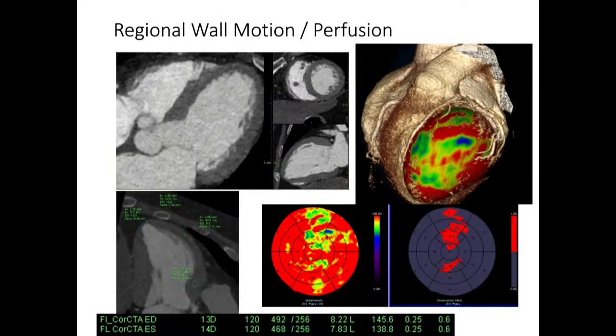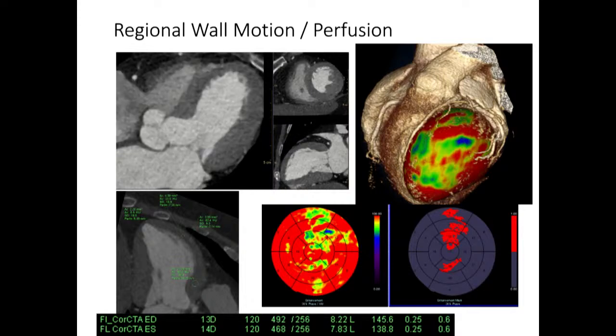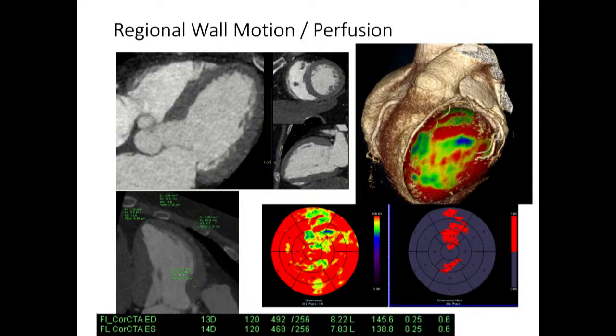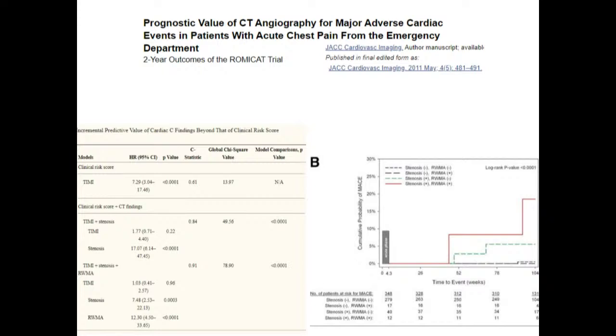Okay, this is a lady coming with a lesion in the LAD. You can see, even with two phases, the wall motion in the LAD territory. And if you look at the parametric imaging, in the middle is the wall thickness, and the right-hand side is the perfusion. This is a perfect case, obviously. And not many people talk about this from ROMICAT, right? The wall motion detected by CT.